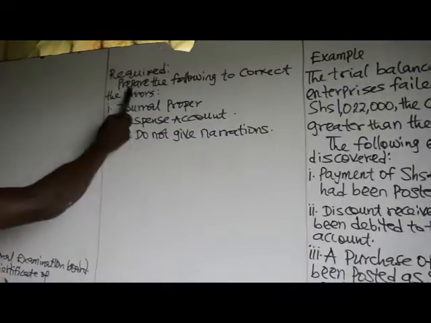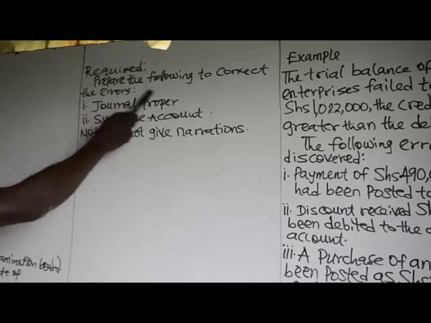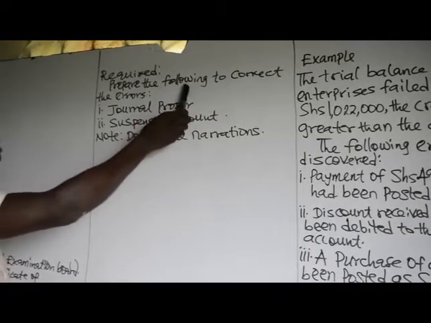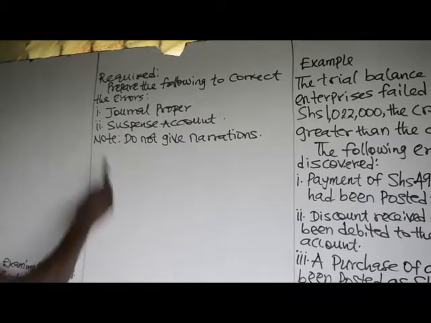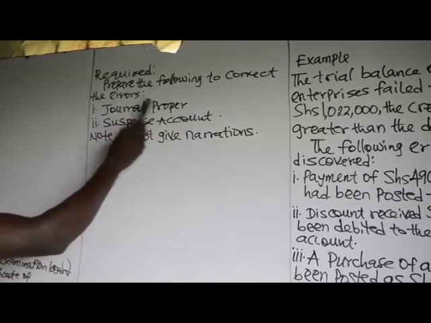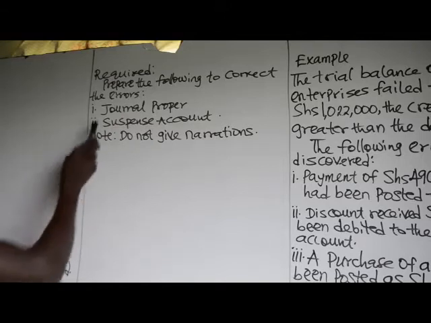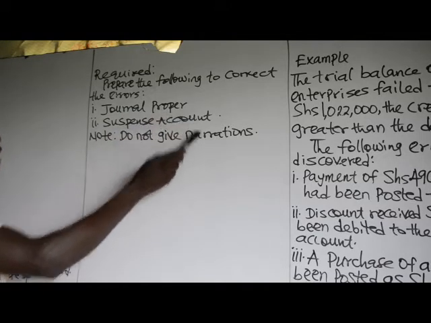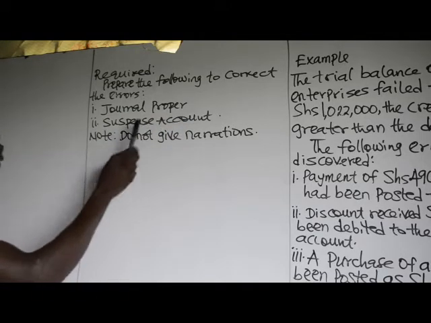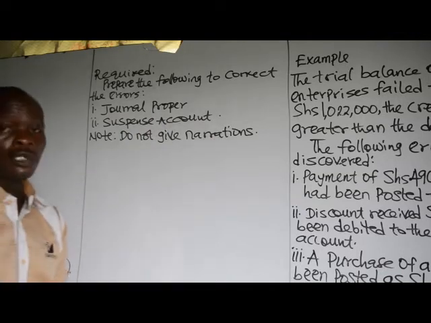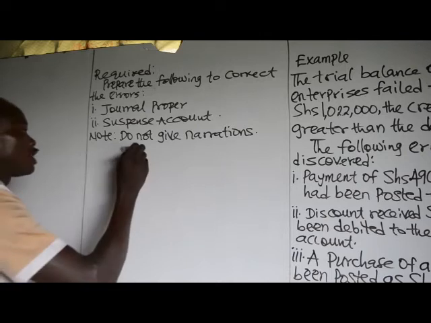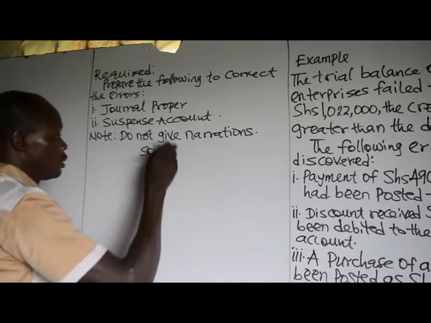Required. Prepare the following to correct the errors. Number 1, journal proper. Number 2, suspense account. Note, do not give narrations. Now let's have the solution to the question.